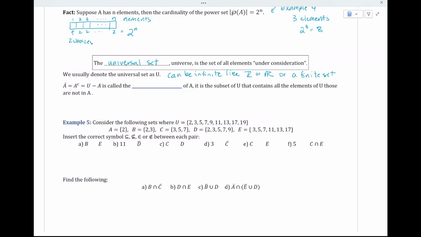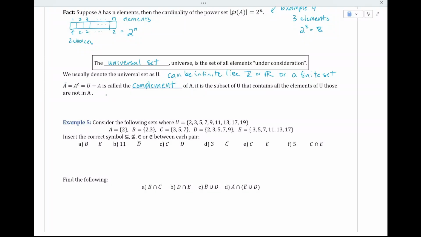Now that we have this idea of all the things we're considering, we can talk about a complement. A complement, written with a vertical bar over it, or sometimes we write it as A with a superscript C, is the universe minus A. So it's basically everything that's in the universe that's not in A. It's the opposite of A, and that is called the complement. Complement, not with an I, with an E, complement.